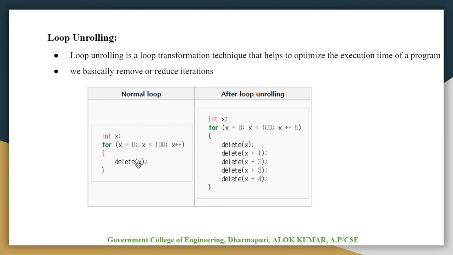Suppose this is delete x. We call the delete function 5 times, with parameters x plus 1, x plus 2, x plus 3, x plus 4 and so on, and here we do x equals x plus 5. That means each time we increment by 5. Like this, the loop will be executed only 20 times. So this is loop unrolling, a loop optimization technique.